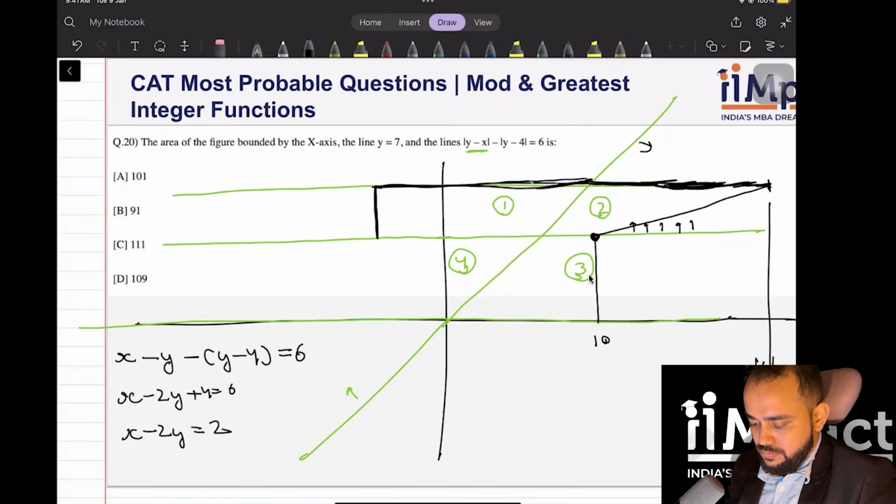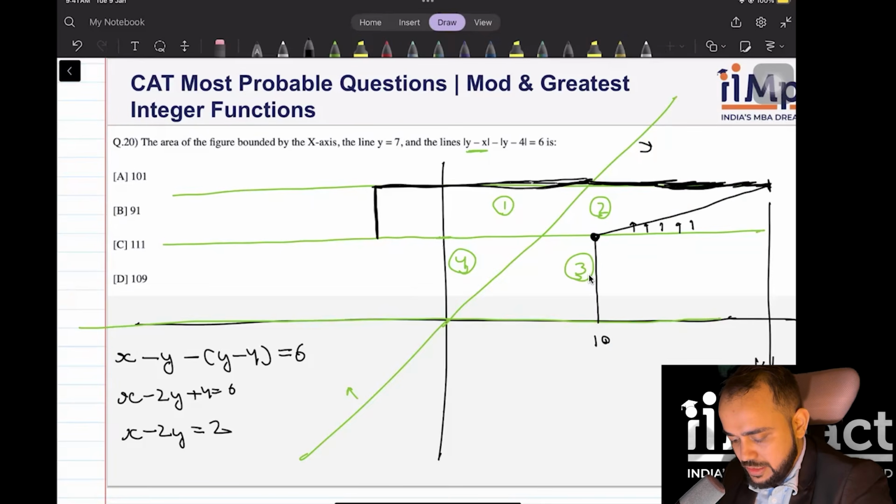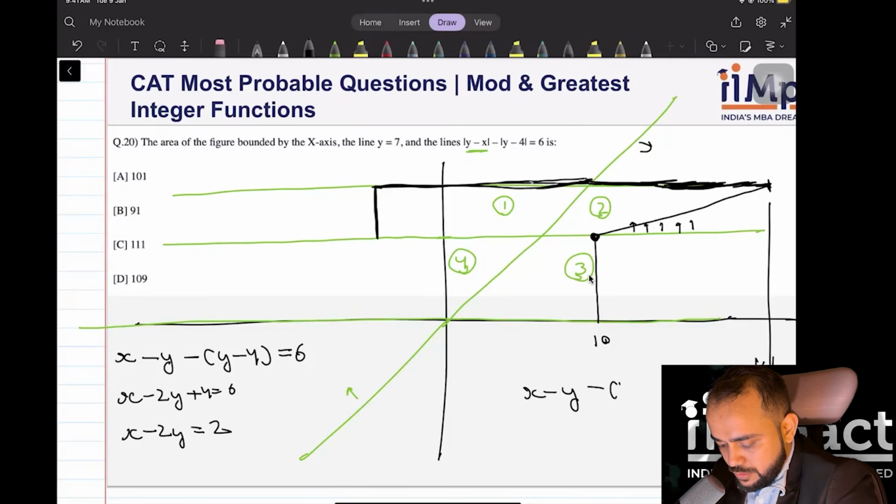Now let's go for region number 3. Mod of y minus x will open up as x minus y, and mod of y minus 4 will open up as 4 minus y. This is equal to 6. I will get x is equal to 10. So now my borders will become like this.